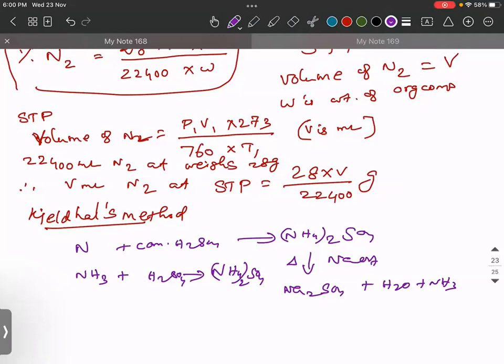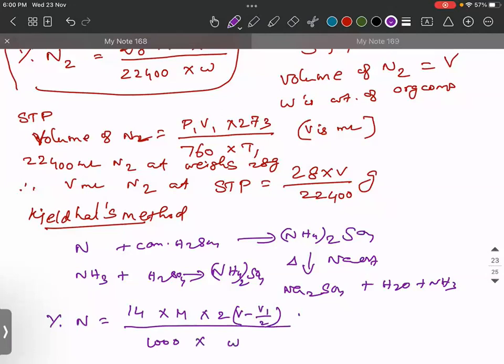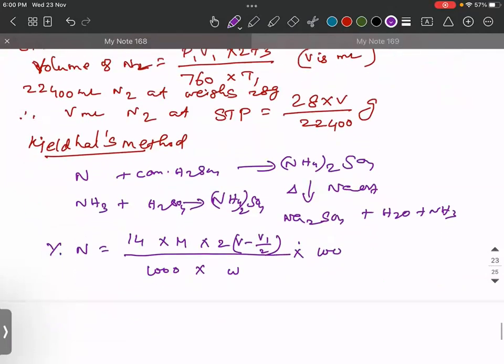From this method, we can calculate the percentage of nitrogen. What is the atomic mass of nitrogen? Percentage of nitrogen equals 14 into M into 2 into (V minus V1 by 2), divided by 1000 into W into 100. We have to give the meaning for each and every term in the equation. The atomic weight of nitrogen is 14.